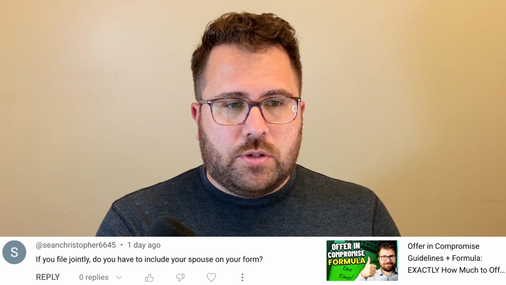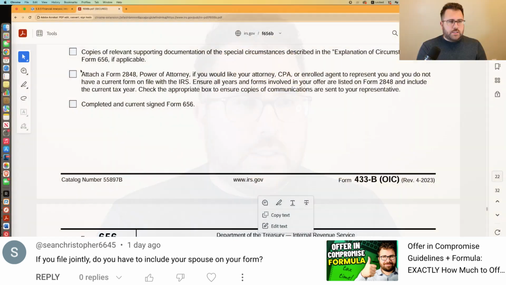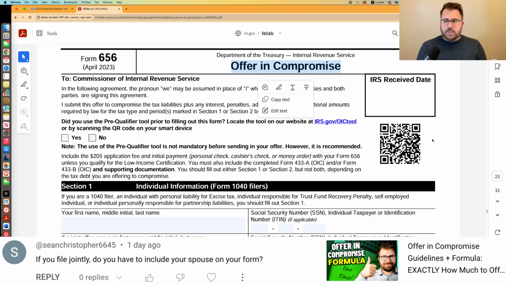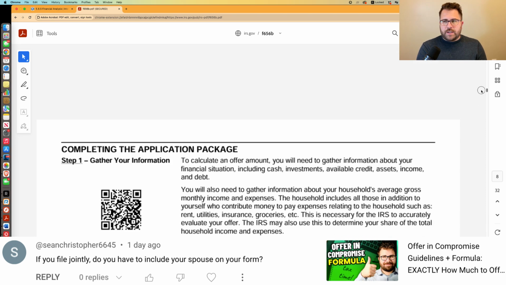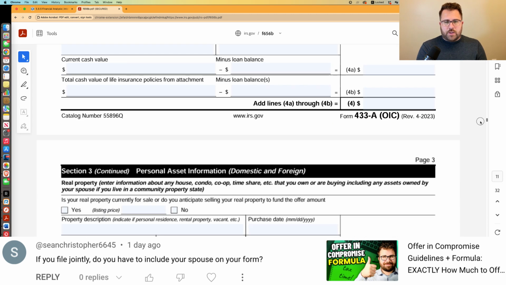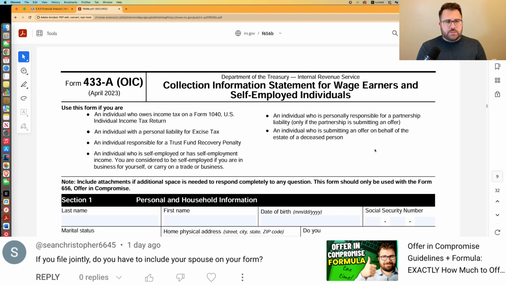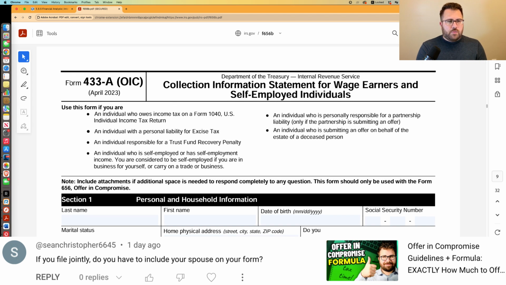And there's also, oh, I did not put that on the screen. Sorry, folks. So there's a form 656, right, called offer and compromise. But where you do your financial analysis for the offer and compromise, that's on a different form that you submit along with the form 656. That's on the form 433A OIC. Okay, and it's the calculations on the form 433A OIC that I go over in the video that Sean commented on. You could see it, the thumbnail down there in the bottom right, offer and compromise formula and all that.